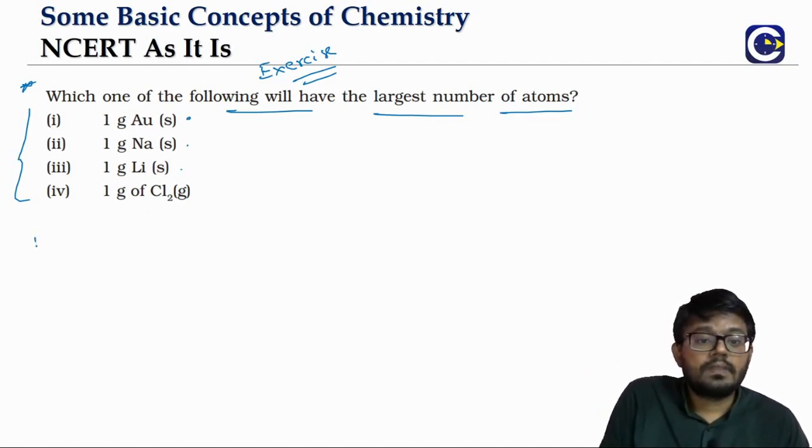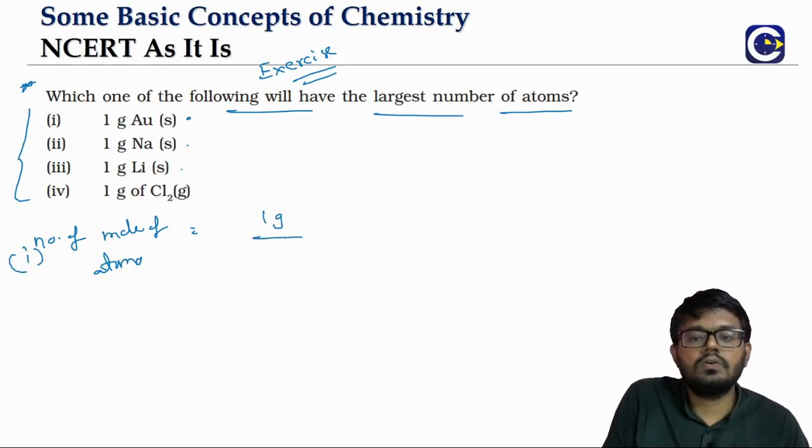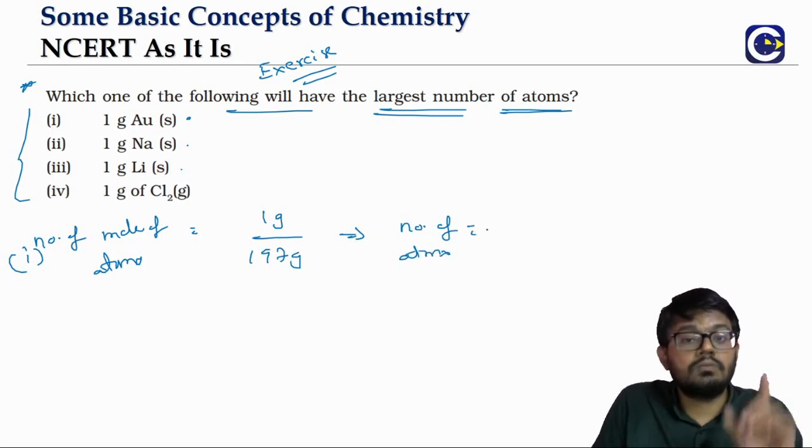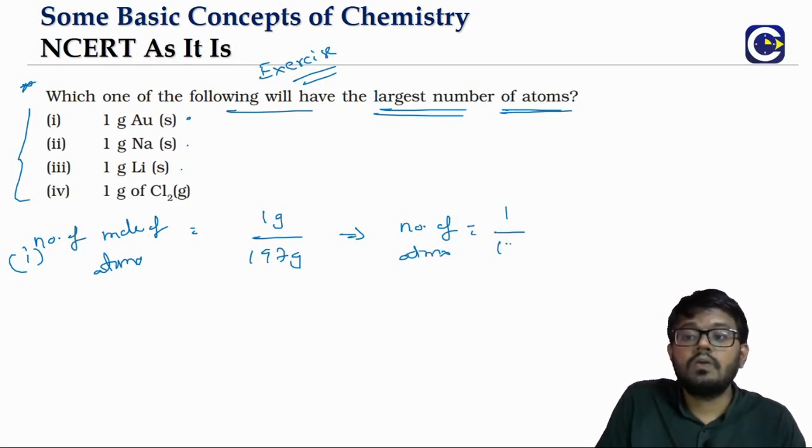See, first, number of moles of atoms. How do you get the number of moles of atoms? Given mass, each of them, right? For each of them, we'll just do one by one. Gold is 1 gram. What is the gram atomic mass of gold? Approximately 197. This is the number of moles of atoms. They're asking which has got the largest number of atoms. So from here, how do you get the number of atoms? Because 1 mole means Avogadro number, right? So it will be 1 by 197, gram gets cancelled, into Avogadro number.